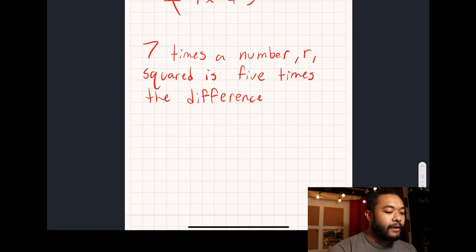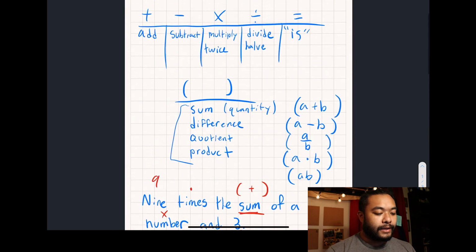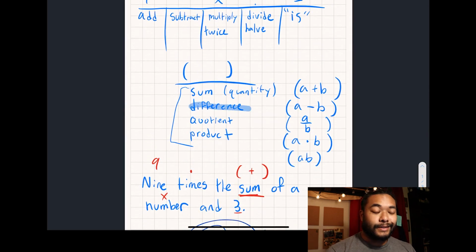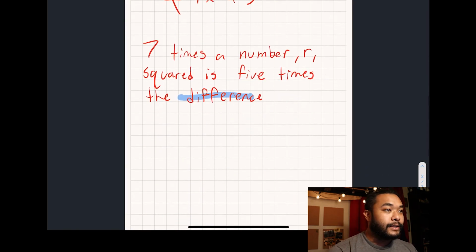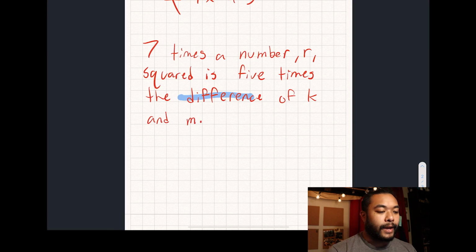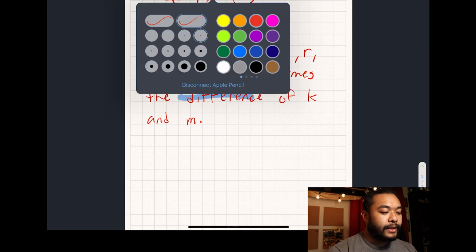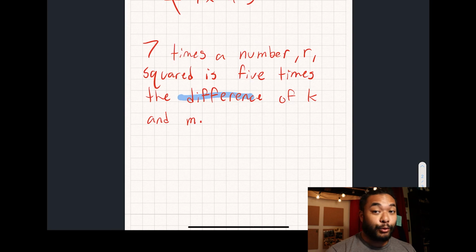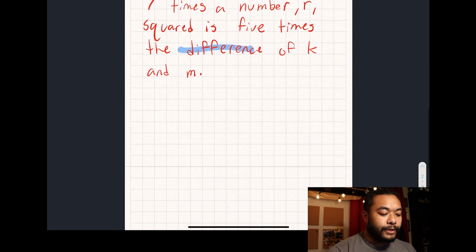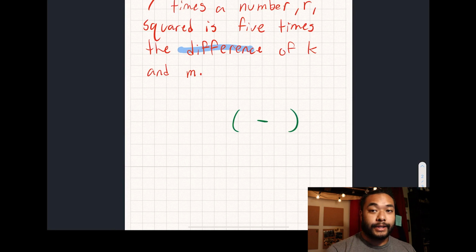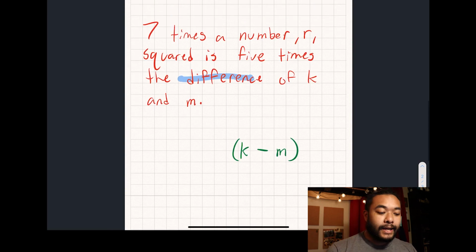So bells should be going off. Difference. The difference. That should make us think parentheses. The difference of what? Of K and M. Okay. So before I do anything, I'm going to write that difference one with the parentheses. So difference means parentheses with a subtraction in the middle. It's the difference of K and M. Okay, perfect. So we got that out of the way.